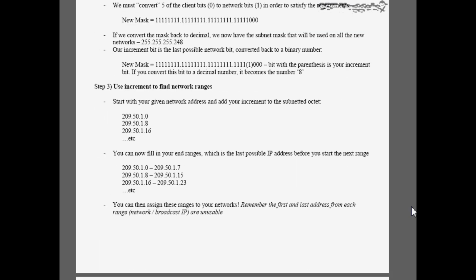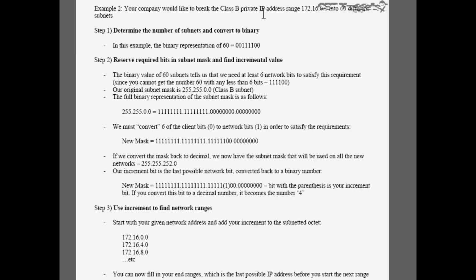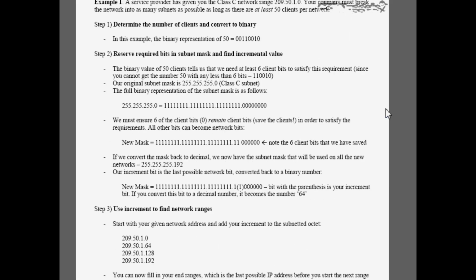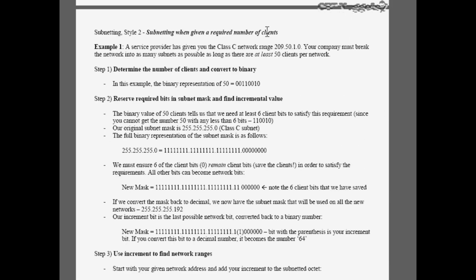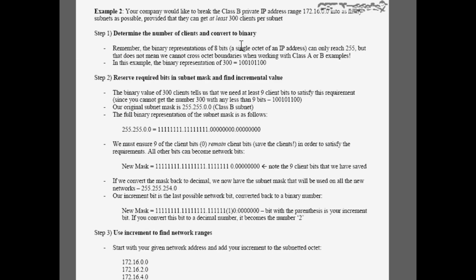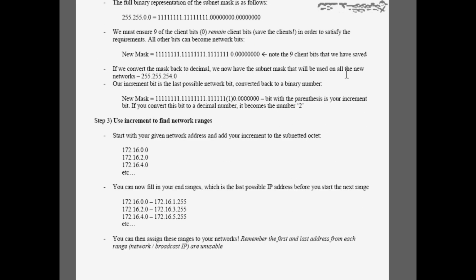The second one is based on the number of networks or subnets with the class B range, because I wanted to give you a feel for each style. Class A is just like class B, so I didn't really include one of those. We have style number 2 right here based on a number of clients, and then example number 2 is based on a number of clients with a class B address. So I did a class C and a class B for each one of them.